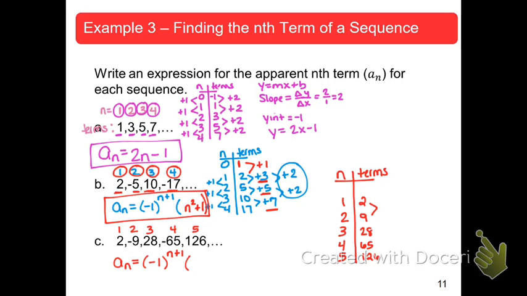From 2 to 9, it's 7. And 9 to 28, it's 19. 28 to 65 is 37. And 65 to 126 is 61. Obviously not linear since they're not the same.